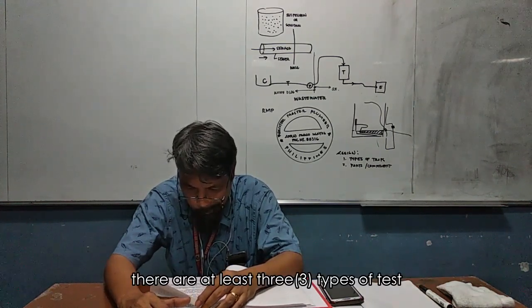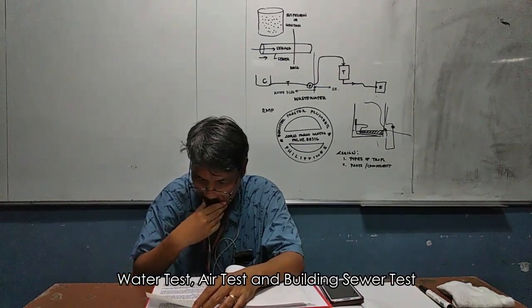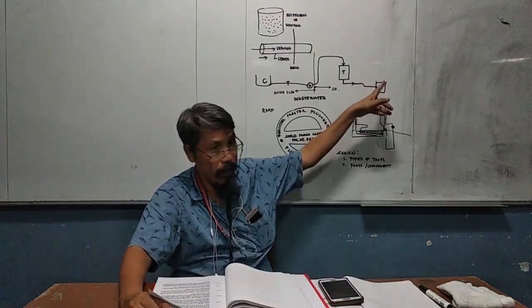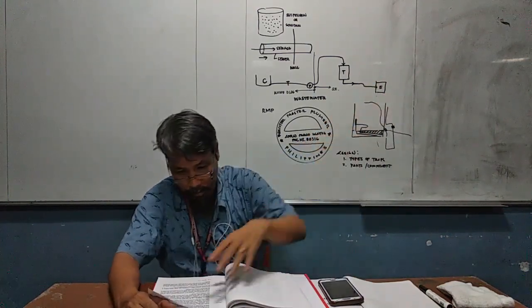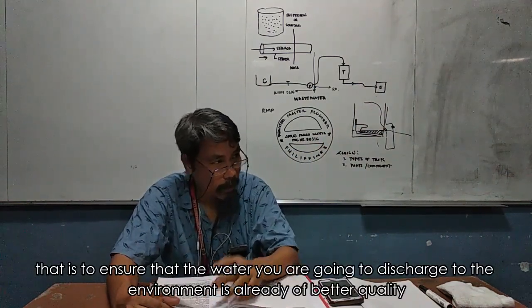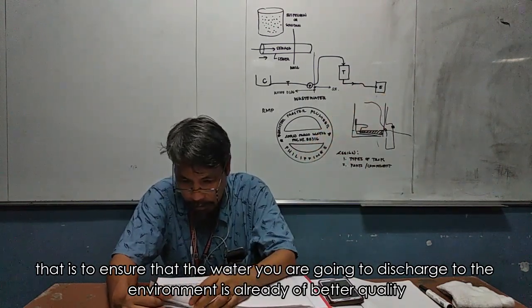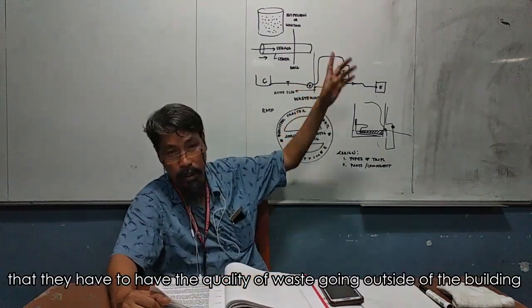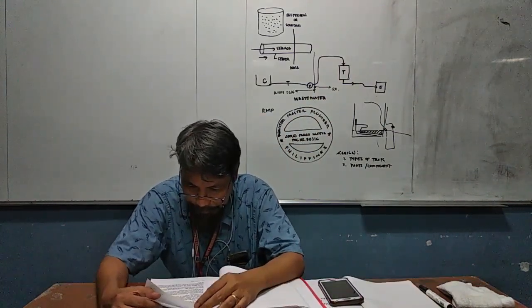So there are at least three types of tests: water test, air test, and building sewer test. But the building sewer test is only done outside the building, so the disposal system only. That is to ensure that the water you are going to discharge to the environment is already of better quality than the actual quality of the waste outside of the building.